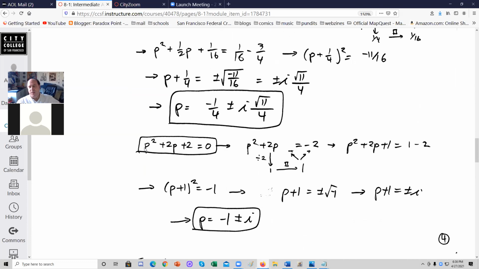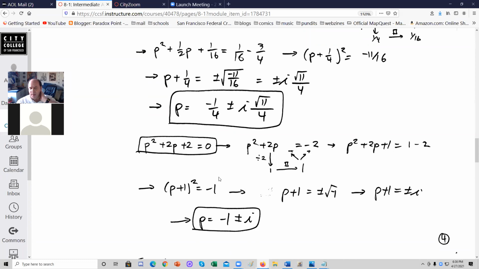Now here we have p squared plus 2p plus 2 equals 0. All right, we subtract 2 from both sides. p squared plus 2p equals negative 2. Take half of this 2, that's a 1. Square that, it's a 1. Add that 1 to both sides. p squared plus 2p plus 1 equals 1 minus 2.